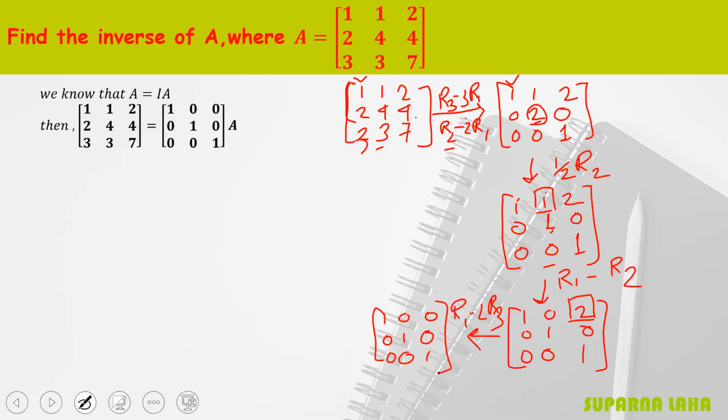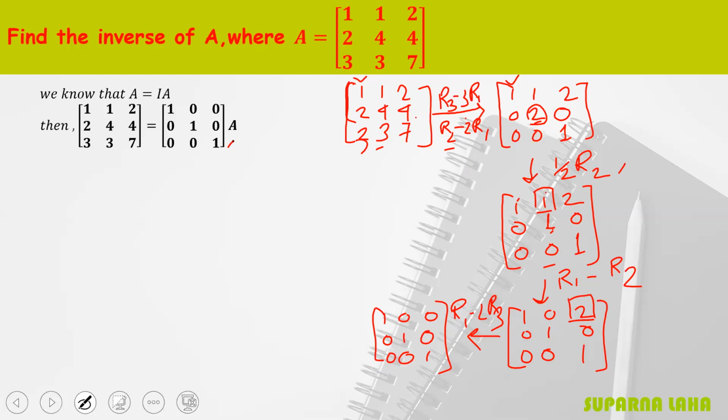So the operations are R3 minus 3 R1 and R2 minus 2 R1. Now second operation, half of R2. Third is R1 minus R2. And fourth is R1 minus 2 R3. Okay, now let's apply these operations on this identity matrix.